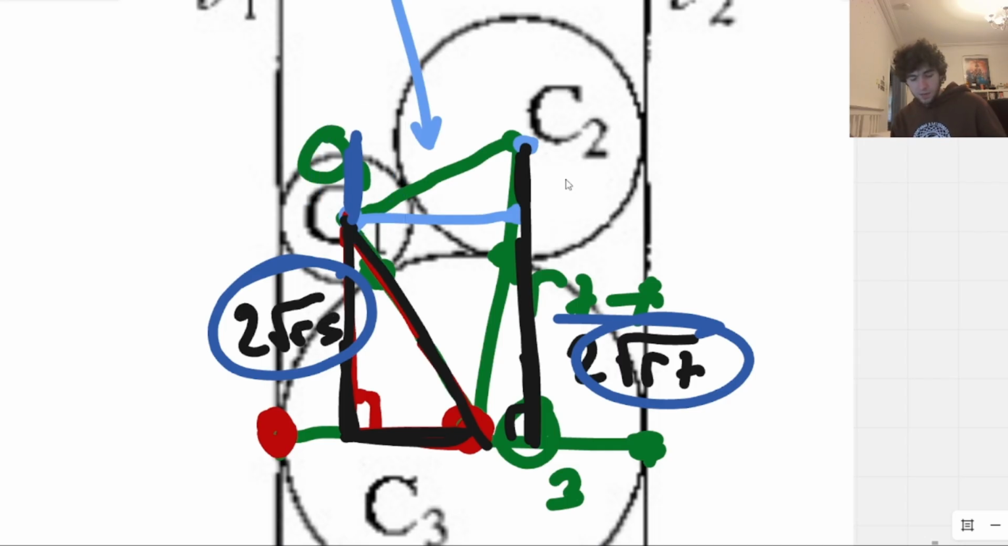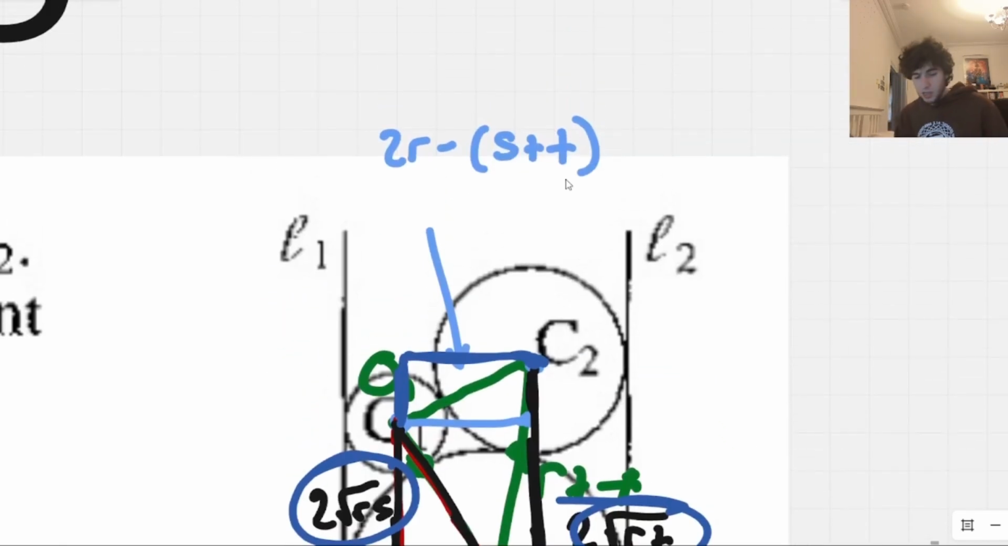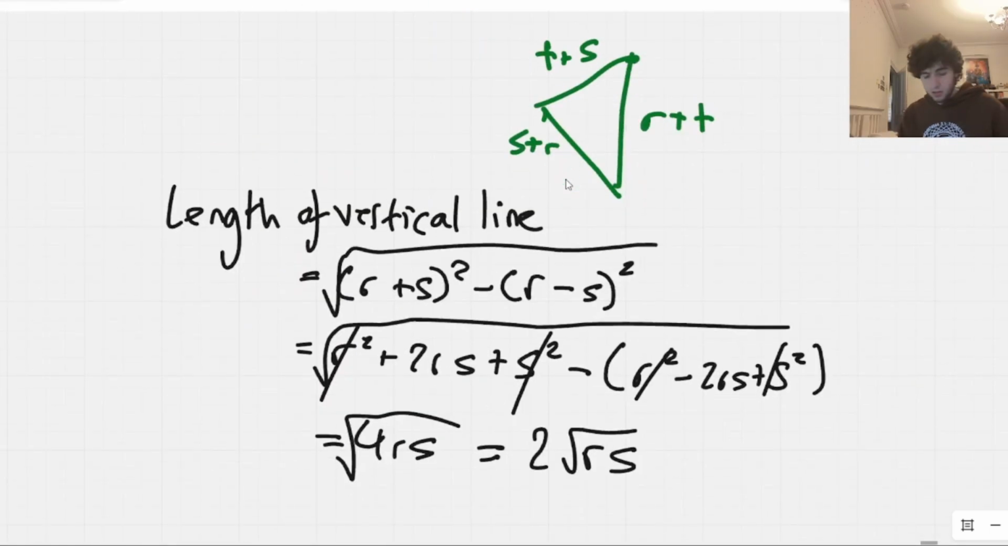Now, obviously, we already have that effectively. So this horizontal length here is just going to be 2r minus s minus t. That's what we have up here already, because this length here is t, this length here is s, and so the whole length is 2r. So you can just do 2r minus s minus t, or 2r minus, in brackets, s plus t for that length. Okay, and the hypotenuse is already known. It's just the sum of the radii, so it's going to be s plus t. So then we use Pythagoras on that to get the length of vertical line 2, effectively.